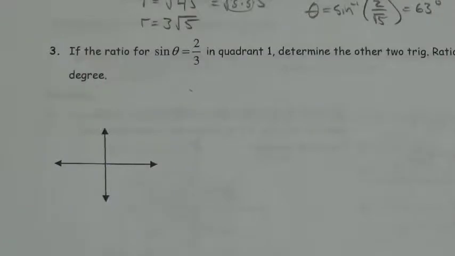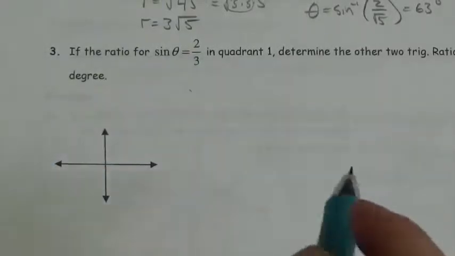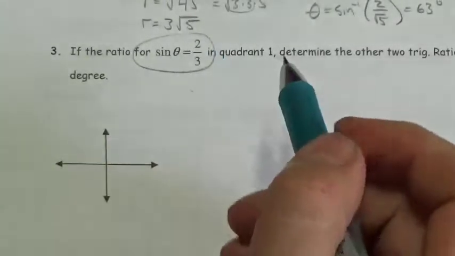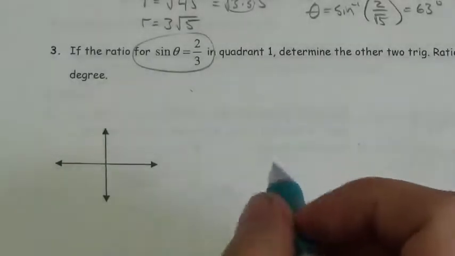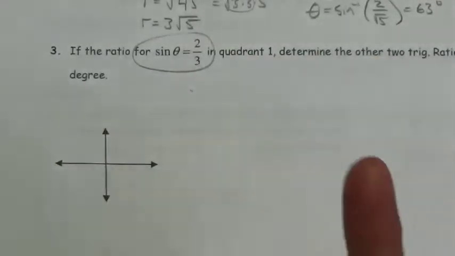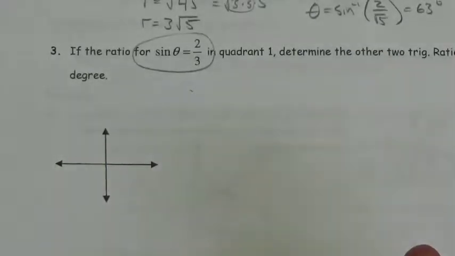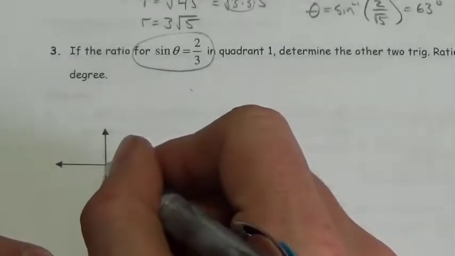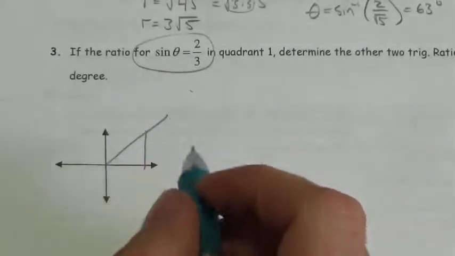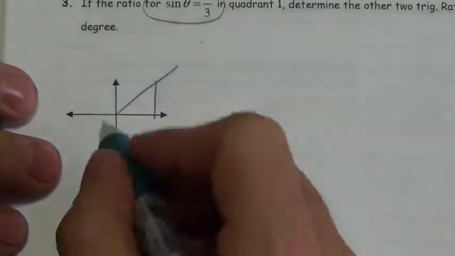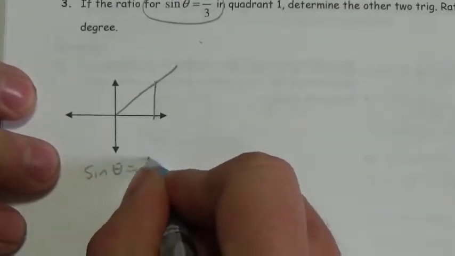Okay, in this question right here, we're asking you to do something that's essentially related to what we've just been doing, but we're asking you to come at it from a different direction. I'm telling you that sine of the angle theta is 2 over 3 in quadrant 1. So instead of asking you to give me the sine ratio, I am giving you the sine ratio. So now we're still in quadrant 1, so we're going to drop that triangle right there. But I want you to think about what I've just given you here. I have told you the sine of theta is 2 over 3.